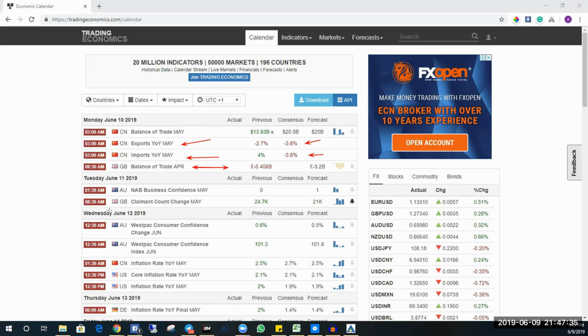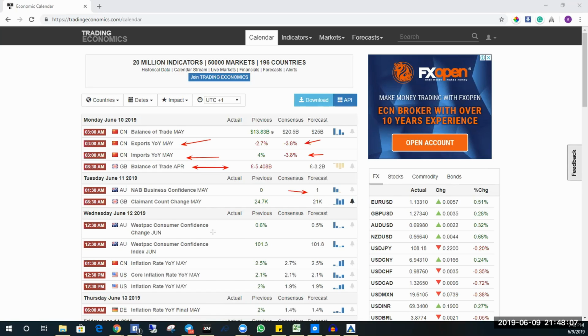On Tuesday, Australia will also be in the news. We have the NAB business confidence for May. Market expects improvements from 0 to 1. Claimant counts change, some labor numbers there. It's expected to decline from 24K to about 21. Something we need to watch out for. Sorry, not in Australia. That would be in the UK.